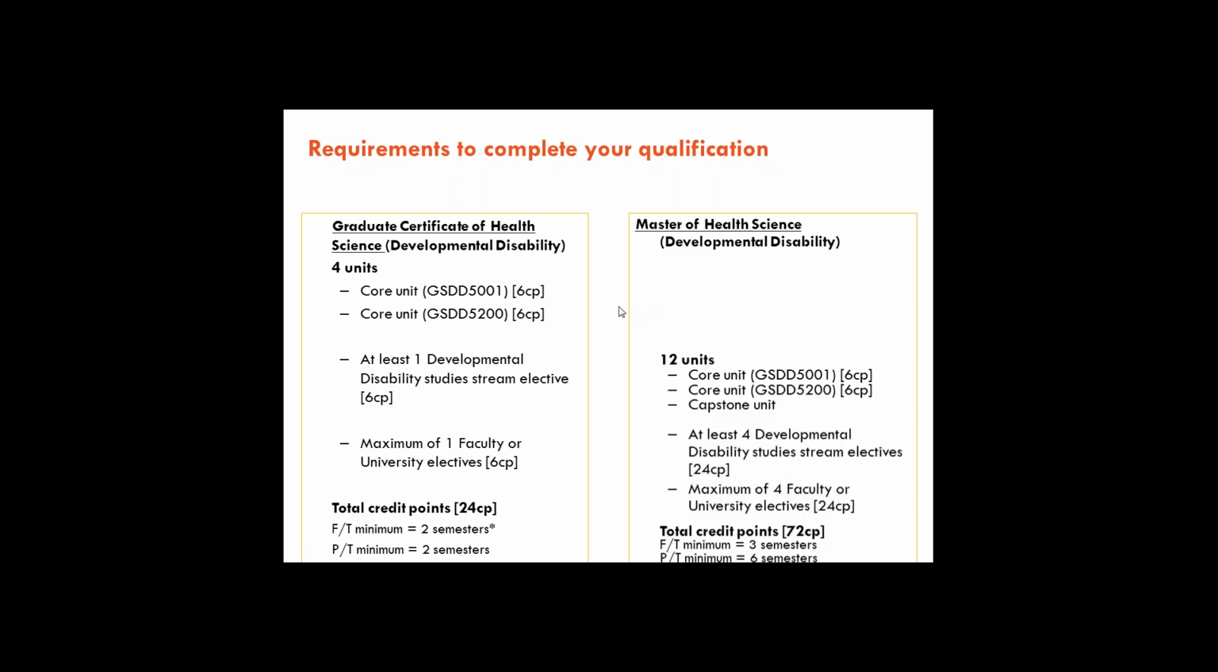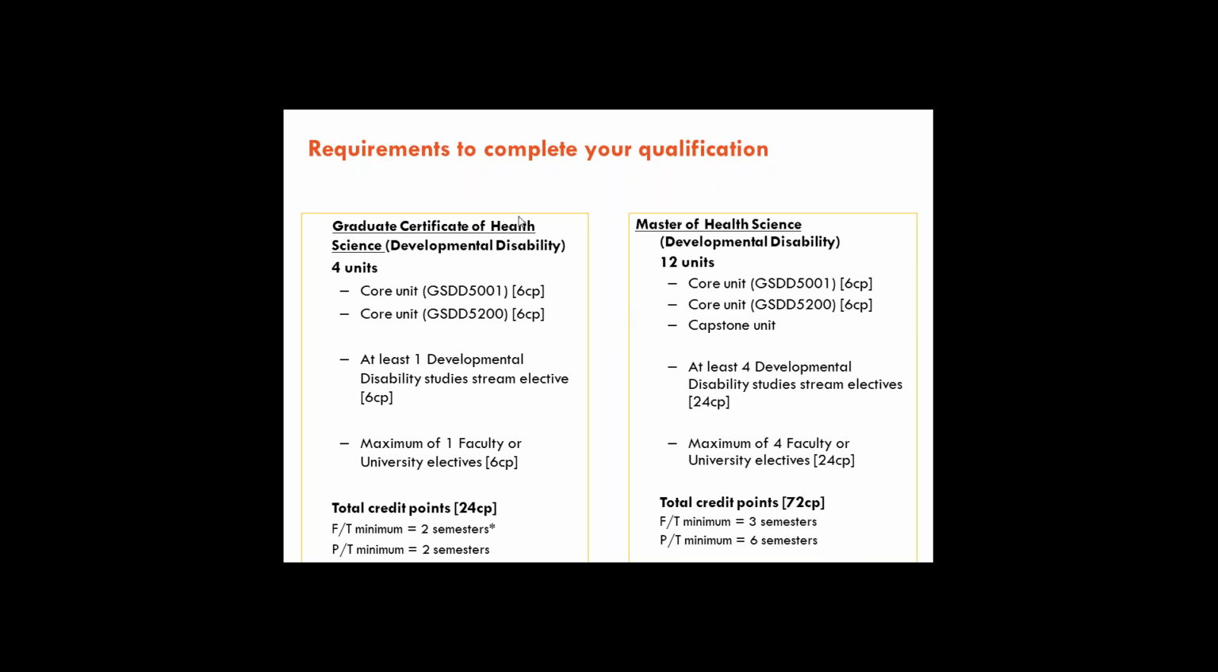Now the Masters is a much more in-depth program, and it involves 12 units, the same core units. It also has a capstone unit, which is an individually supervised unit of study where you do a project related to an area of interest under the supervision of an academic with special knowledge in that area. In addition to the core units, again, master's students have to do at least 4 developmental disability electives, can do more, and the full-time minimum to complete this is 3 semesters, and the part-time minimum is 6 semesters.